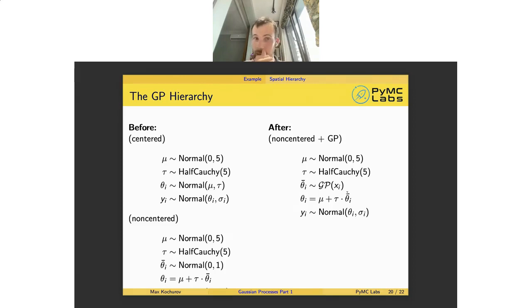With the Gaussian process, we should use non-centered parameterization because that's the easiest one to reparameterize. And in non-centered parameterization, we have theta bar follow a standard normal distribution, and this standard normal distribution is independent for every observation, right? And in a new example with spatial hierarchy, our theta bar will follow a Gaussian process that is now dependent on spatial coordinates.